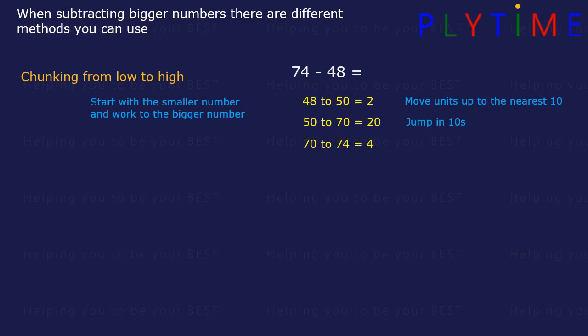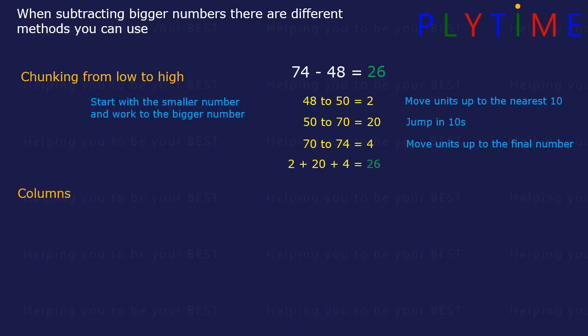And finally from 70 to 74. We move in units to the final number, and that's 4. So our total is 2 plus 20 plus 4, or 26. So 74 minus 48 equals 26.